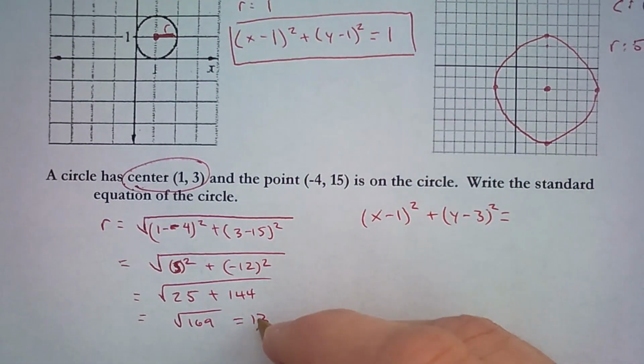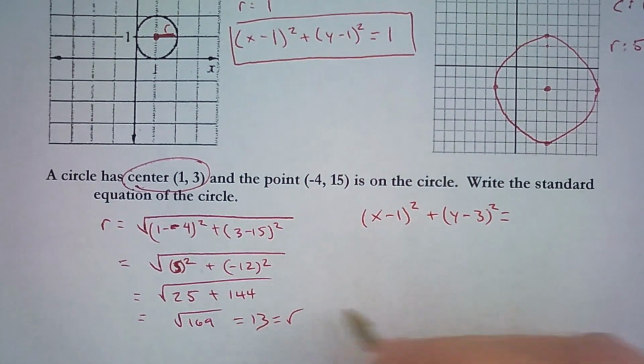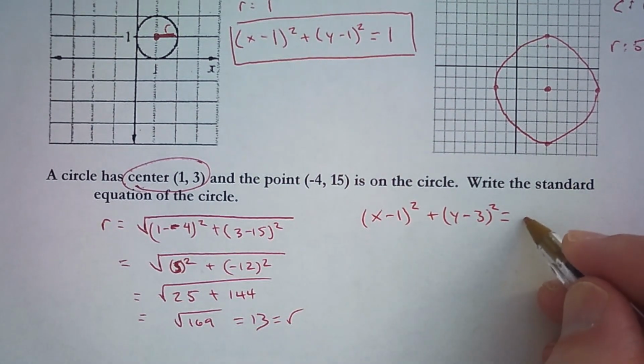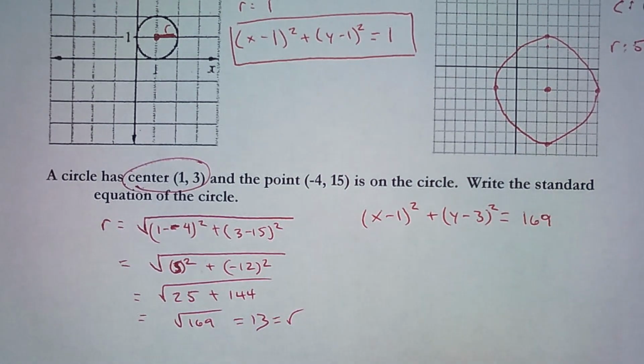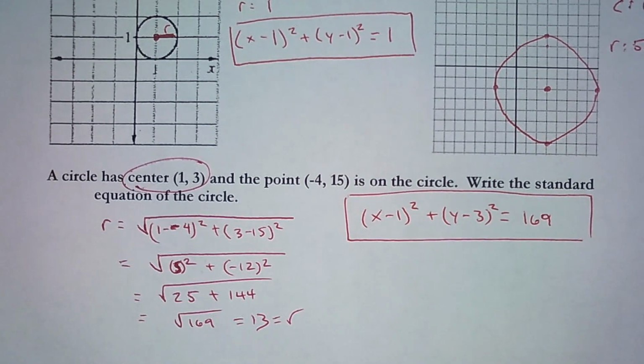Okay, so 13 is the radius, and right here in our equation is the radius squared. 13 squared, 13 times 13 is 169. That is our equation.